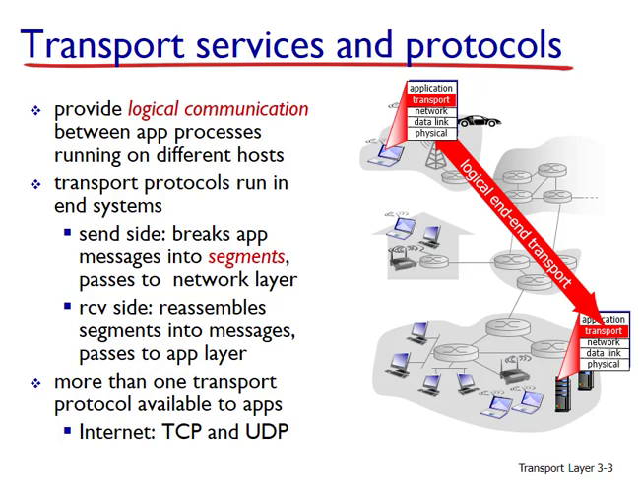A transport layer protocol provides for logical communication between application processes running on different hosts. Logical communication means that from an application's perspective, it's as if the hosts running the processes were directly connected. In fact, the hosts may be on opposite sides of the planet, connected by numerous routers, a wide range of link types, and so on.